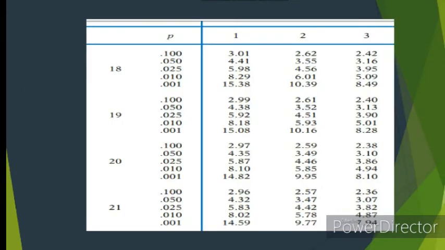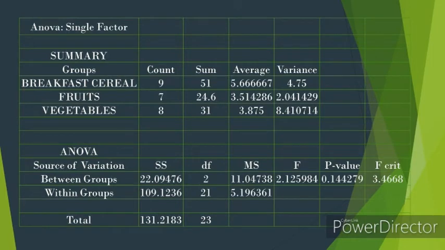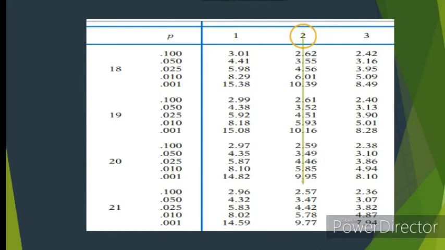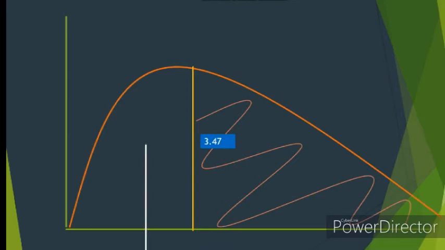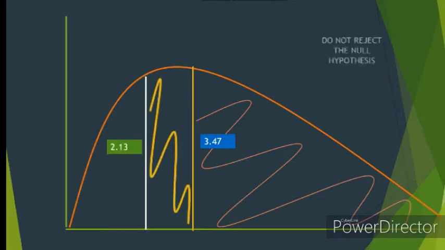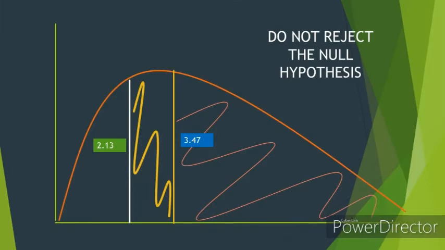Using Microsoft Excel, it's easy for us to compute the ANOVA for this sample. Using the F table, our critical value is equal to 3.47. Since our critical value is equal to 3.47 and our F statistic value is equal to 2.13, and 2.13 does not fall in the critical region, therefore we do not reject the null hypothesis. Since we do not reject the null hypothesis, we will not perform the Scheffé test.